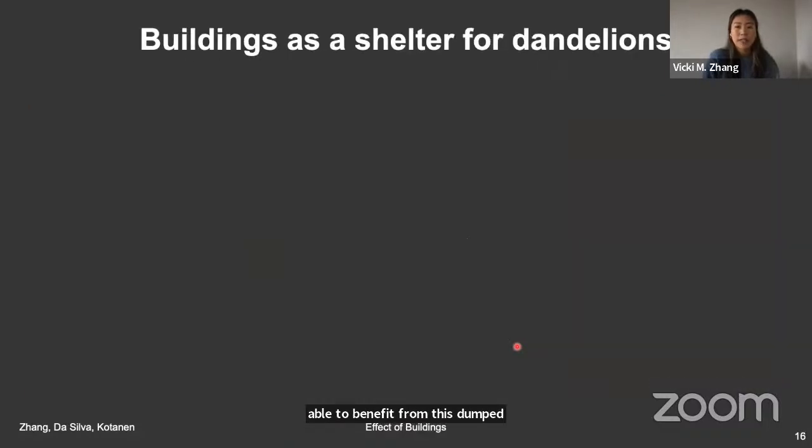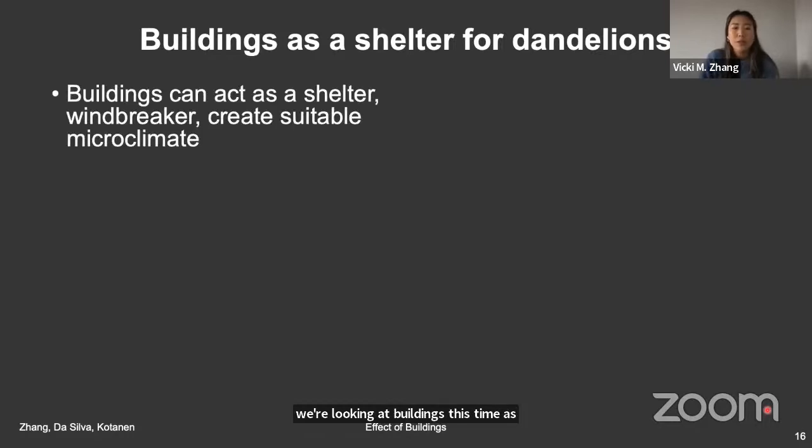So we're going to focus in on just dandelions at this point, and we're looking at buildings this time as a shelter for dandelions. So in the past, we've noticed that dandelions tend to grow better on south-facing sides of buildings, and these are huge populations with large individuals. And so we predict that buildings can act as a shelter and a windbreaker, creating suitable microhabitats for dandelions.